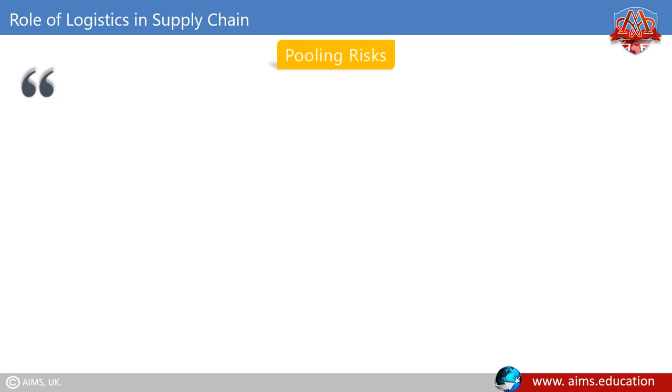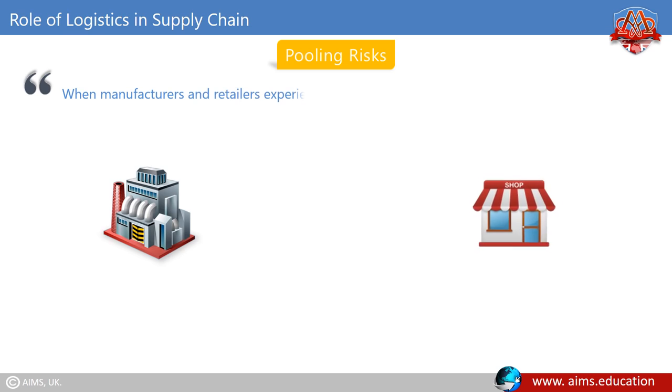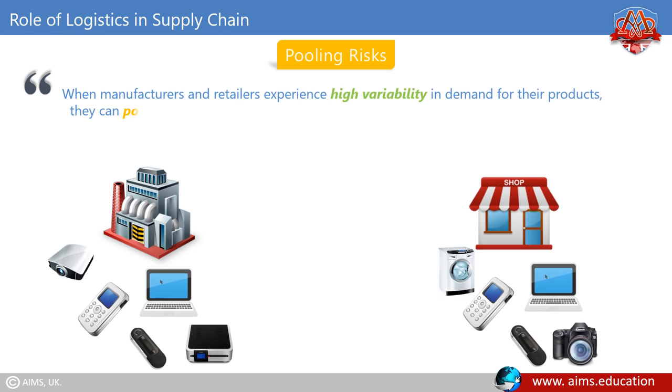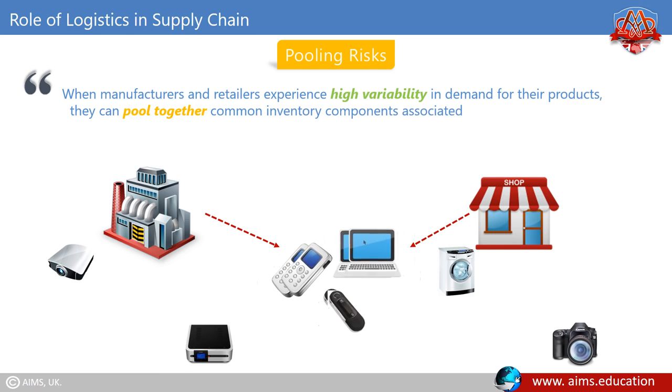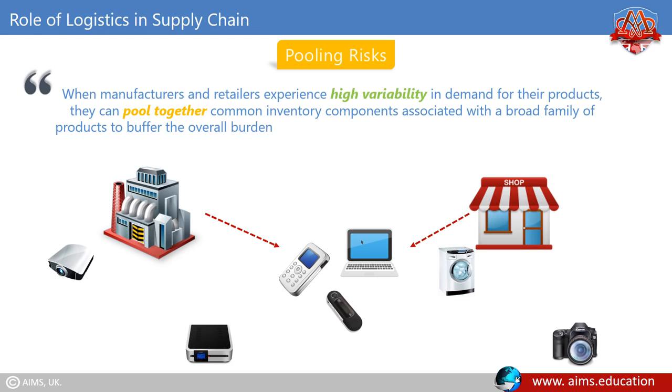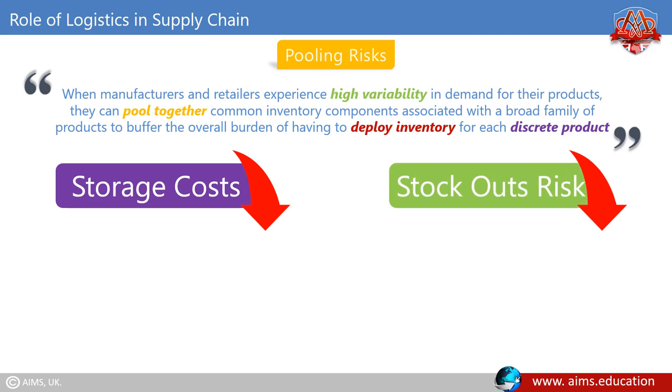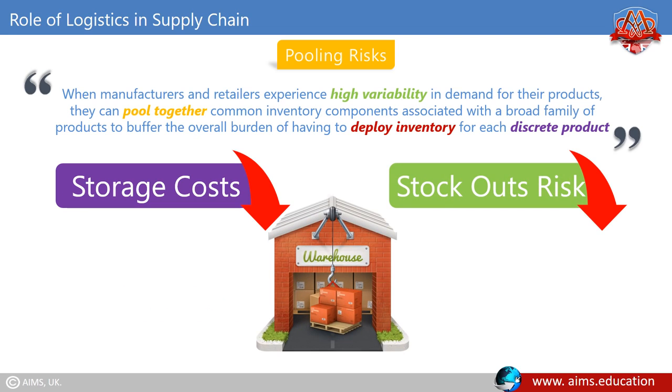Pooling risks. When manufacturers and retailers experience high variability in demand for their products, they can pull together common inventory components associated with a broad family of products to buffer the overall burden of having to deploy inventory for each discrete product. This is called pooling risks. This reduces storage costs and risks of stockouts by consolidating stock in centralized warehouses.